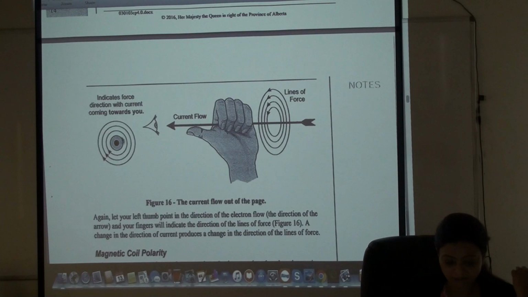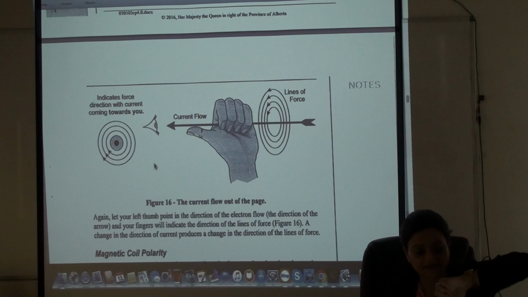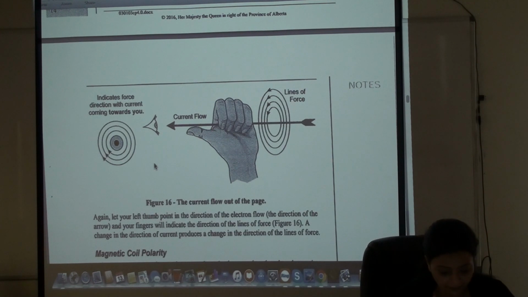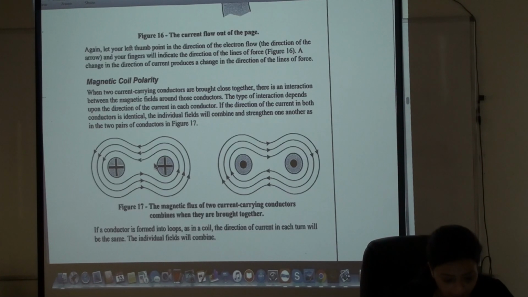Same thing here as well. So here he says lines of force in this direction indicate force direction with current coming towards you. Okay, so all he's trying to say is if the current goes in one direction, your lines of force are clockwise. If the current goes in the opposite direction, you have counterclockwise direction for the lines of force. Magnetic coil property.